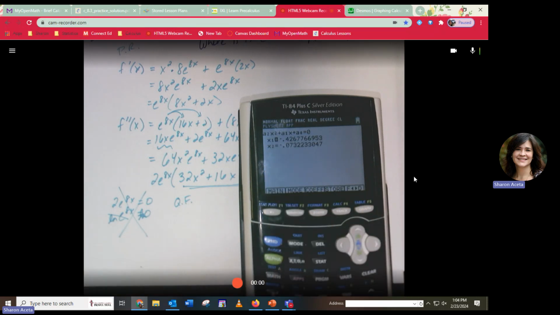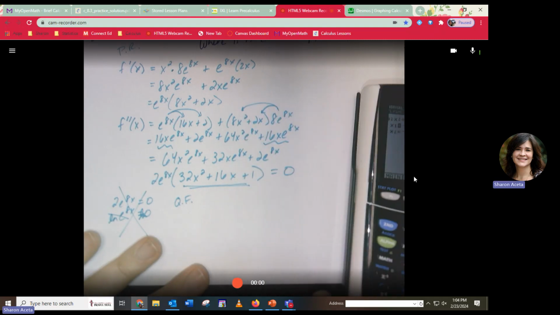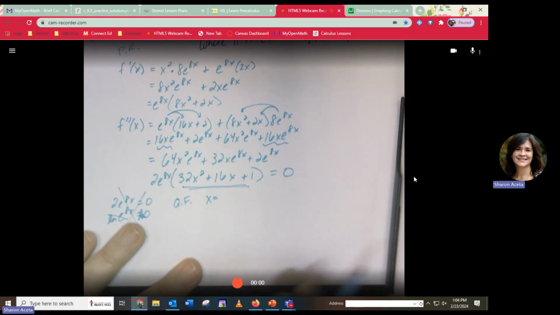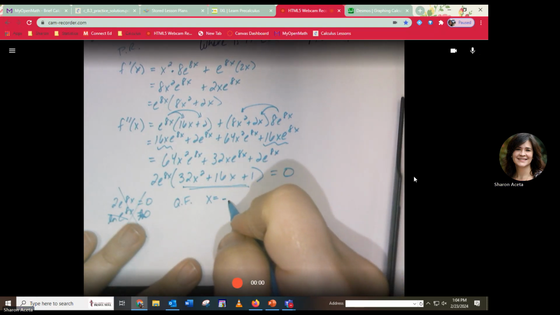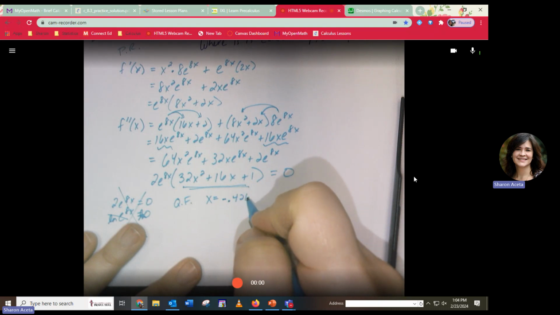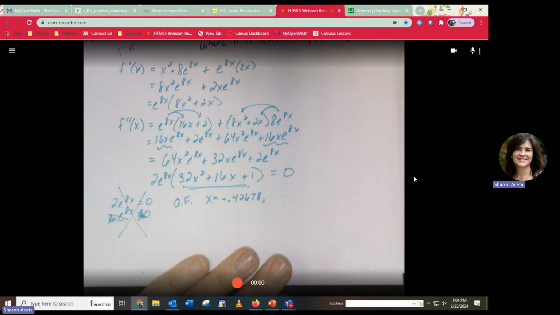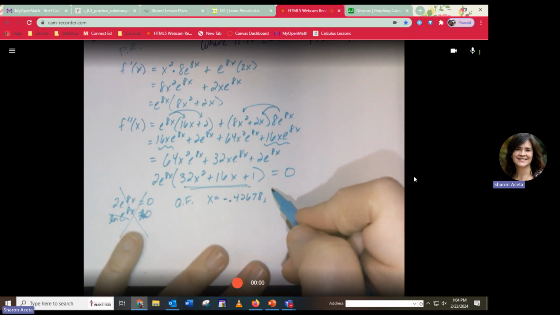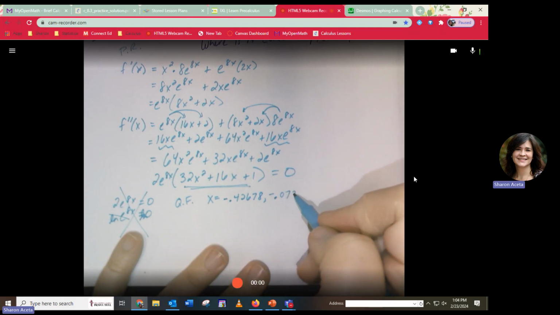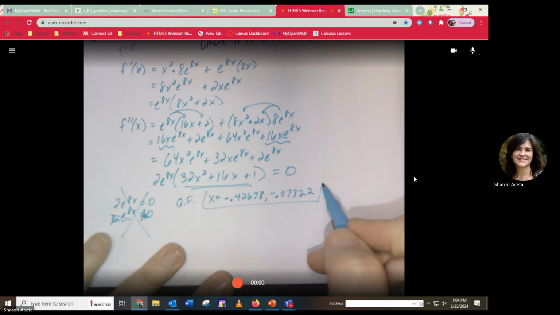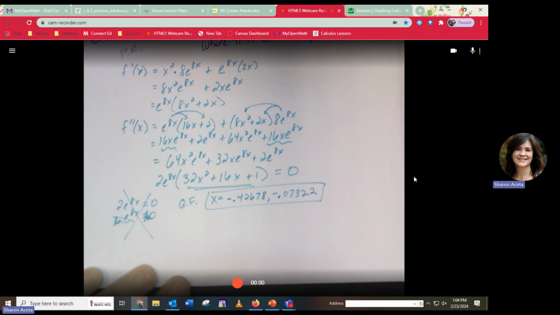And you can, in MyOpenMath, just write those decimals. So it's found both of those inflection points for you. Negative 0.42678. And then negative 0.0732. Those are the 2 points C and D.